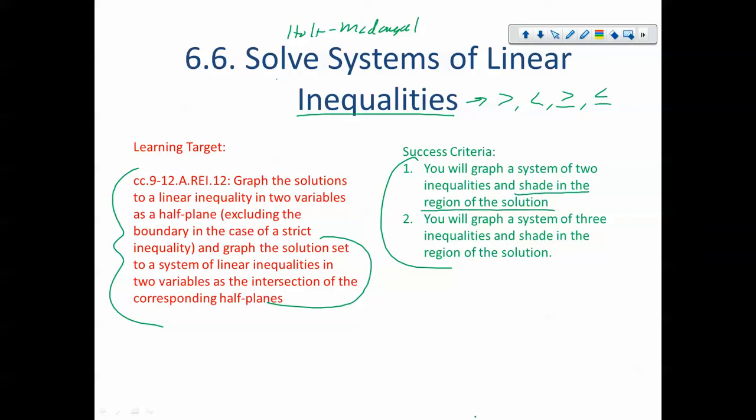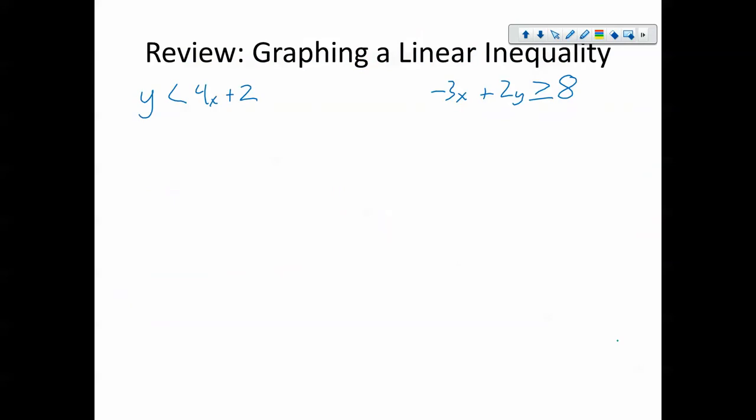We're going to do that same thing with three inequalities, and we're going to shade in the region of the solution. So before we do any kind of solving here, we're going to do a quick review of graphing a linear inequality, because this is a required skill to be able to work with a system of inequalities.